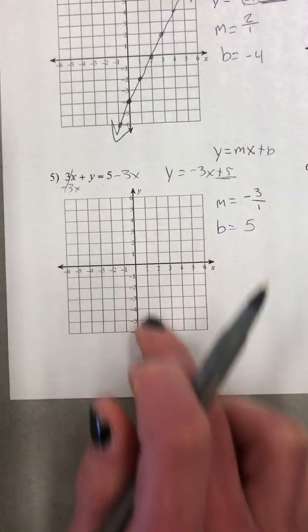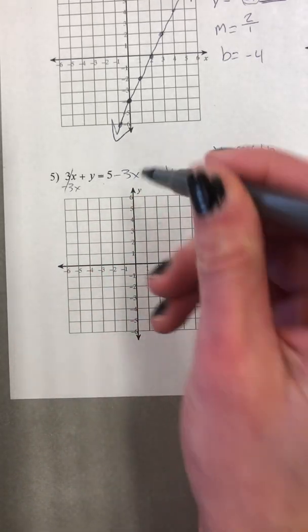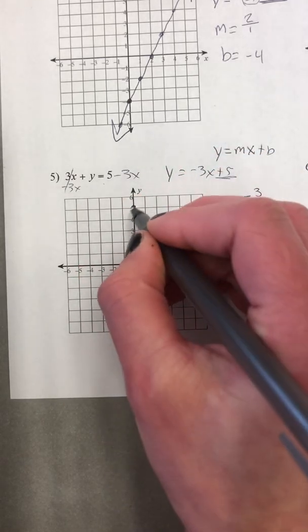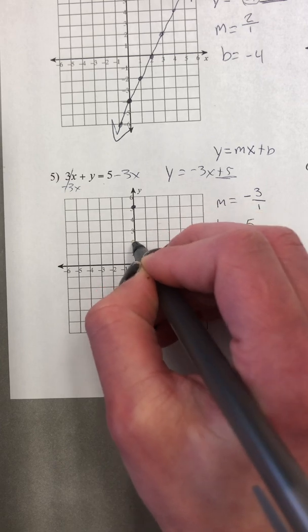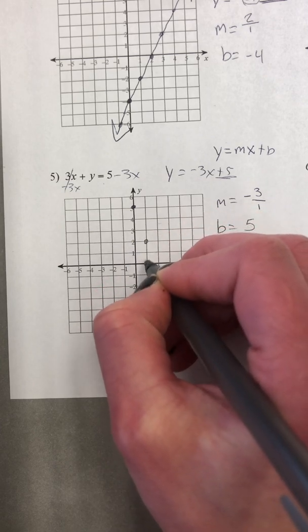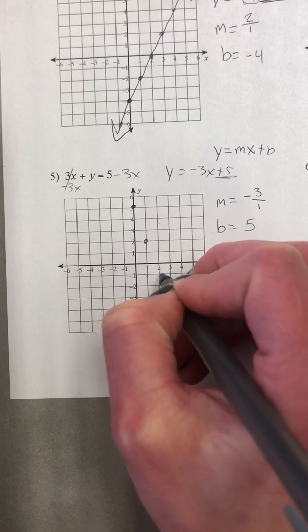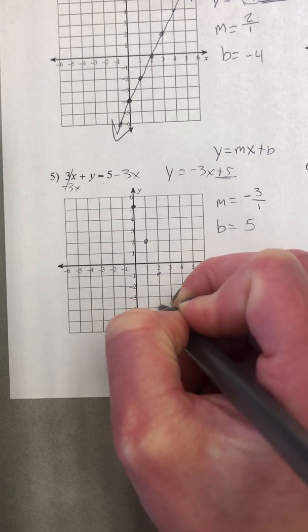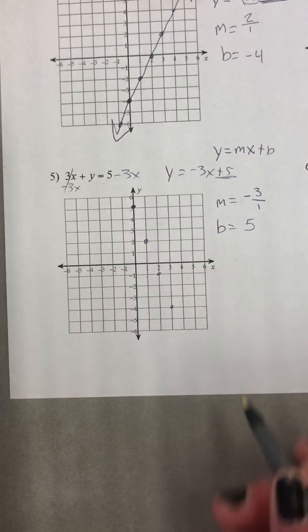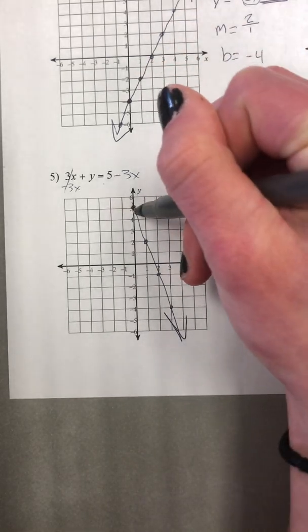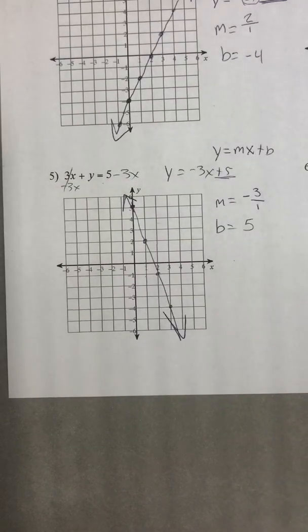We're going to go on the y-axis and mark our point at 5. Our slope is -3/1, so we're going to go down 3 to the right 1. Down 3 to the right 1. This is going to be our line. And don't forget your arrows.